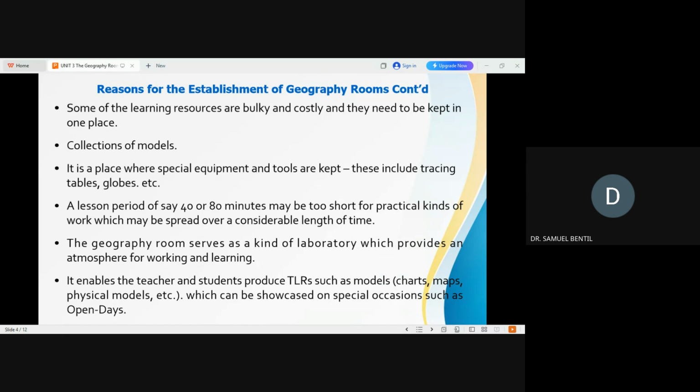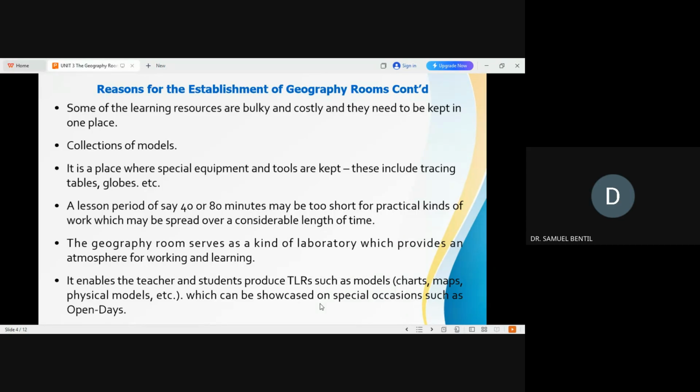So that really gives you the idea that the geography room is a very important place, because in the geography room, apart from the tracing table and globes, you can also have TV sets and overhead projectors, all of which help enrich the teaching and learning of geography in various schools and colleges.